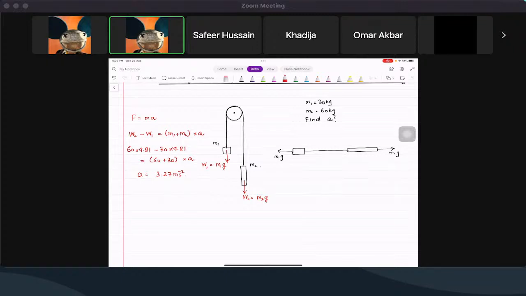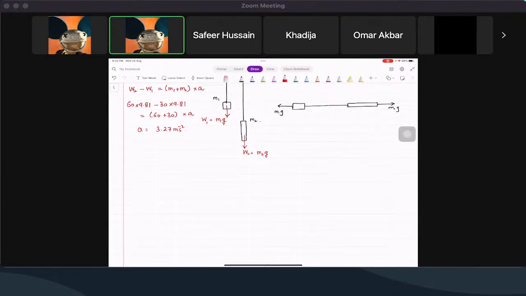All right, now in case 5, two objects connected by a wire over a frictionless pulley on an inclined plane.